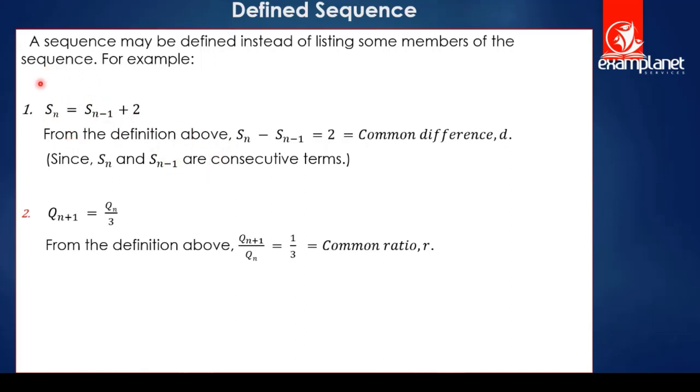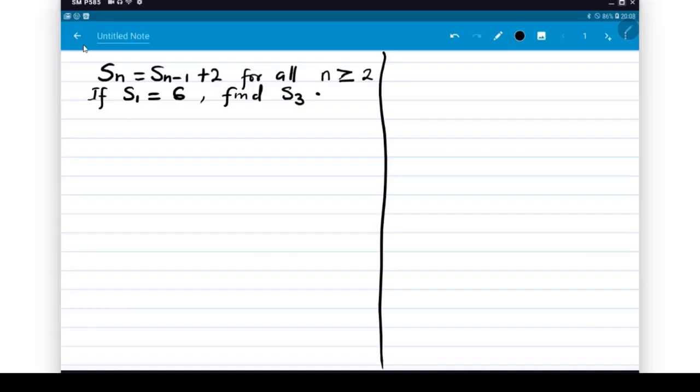Alright, so for instance, let's say we have this definition as a question. Sn is equal to Sn minus 1 plus 2 for all n greater than or equal to 2. Now, if S1 is equal to 6, find S3. Okay, so we have just been given the definition of the sequence. And just like what we just explained, from this, we have Sn minus Sn minus 1 equal to 2. So this 2 is a common difference. That's our D.